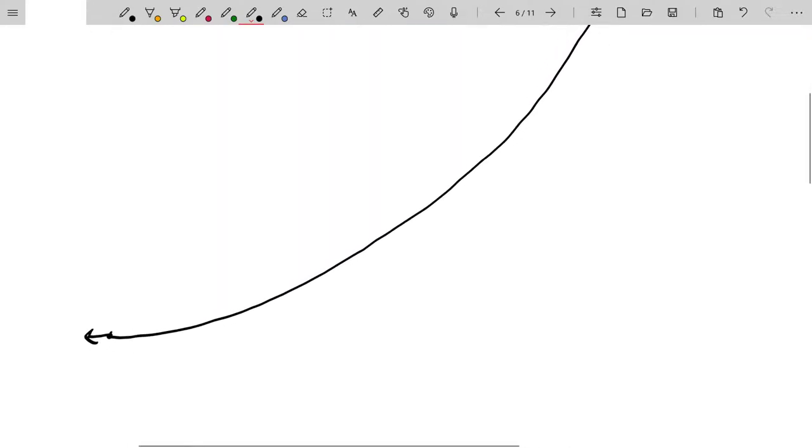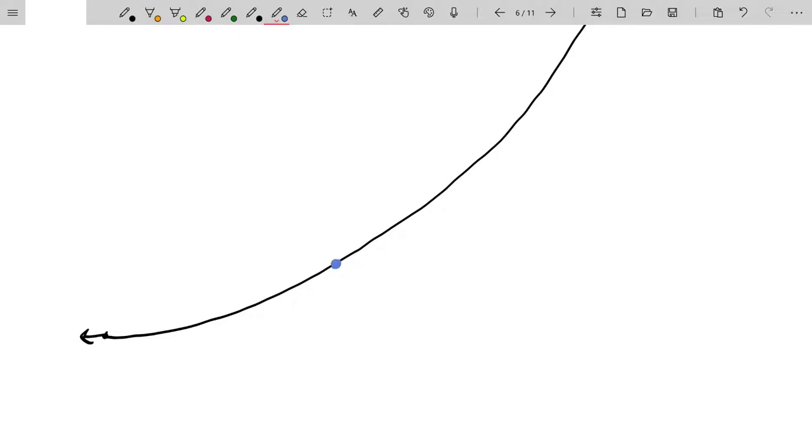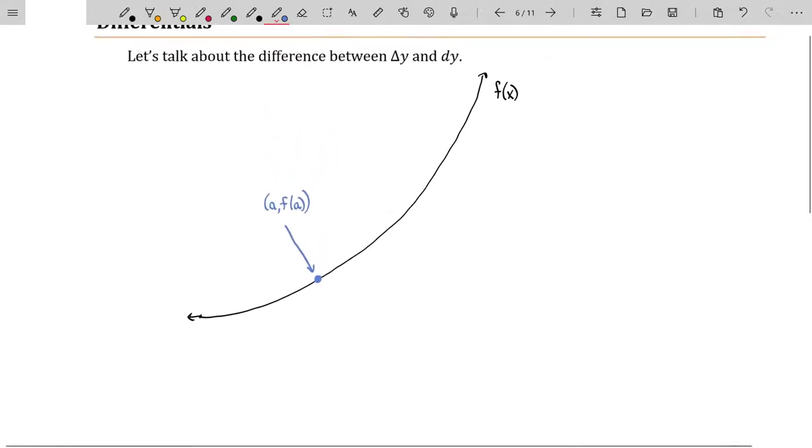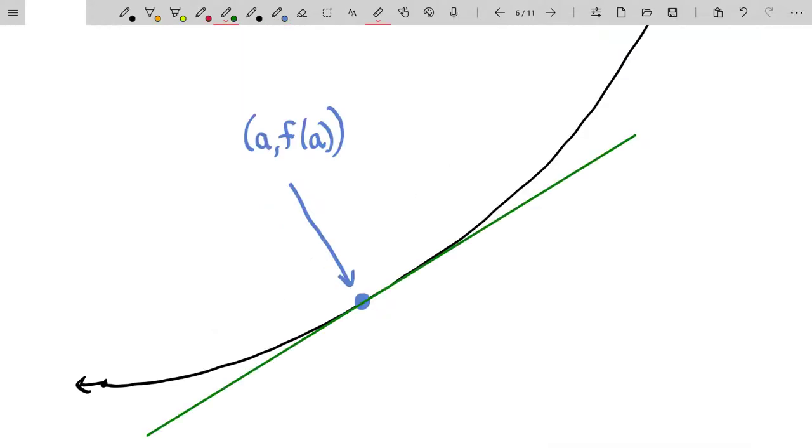And let's also suppose that we want to create a tangent line approximation. That's why it's kind of tied with the previous video. Let's suppose that we want to make a tangent line approximation at, let's say, this point right here. And let's label this point, why not, right? So this point we'll call a, f of a. We're building a tangent line at that point. And I've drawn the tangent line in there.